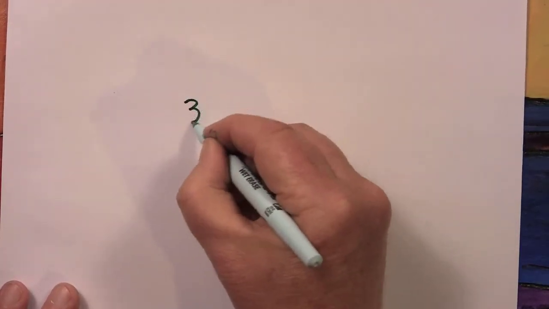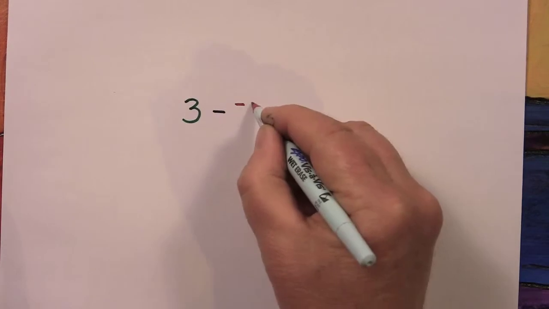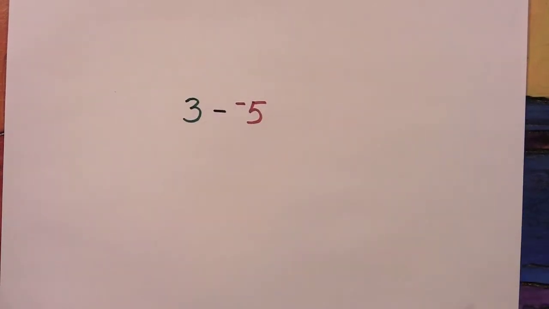Let's start with a positive situation. This time I'm going to simply write the situation first. Here's a situation that I'll just simply write. We start with a positive 3. We're going to remove from that situation something that it seems we couldn't remove. We're going to remove negative 5 from that situation. How can we do that when there's only positivity?